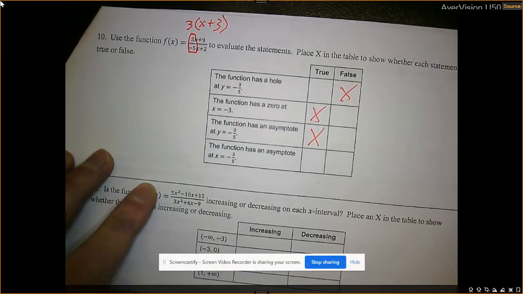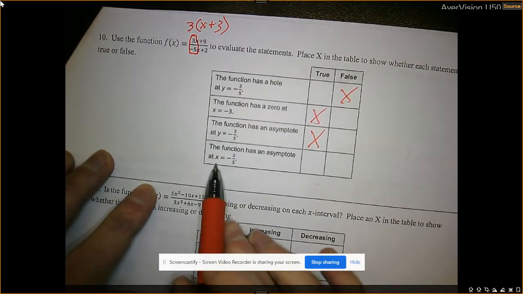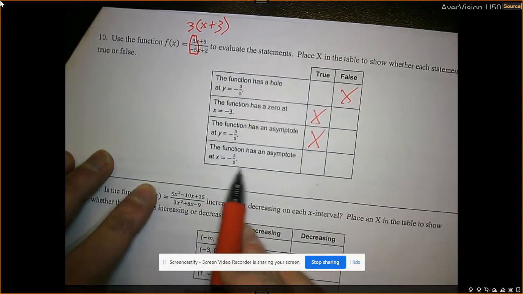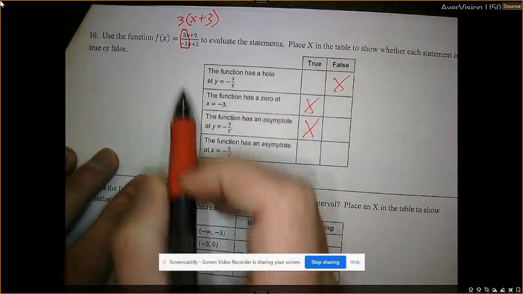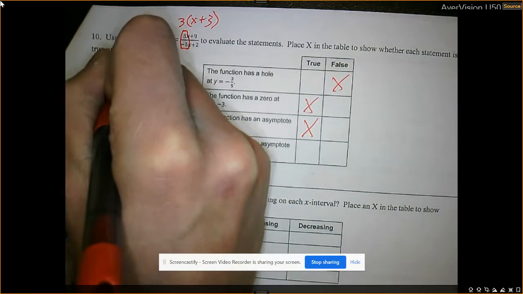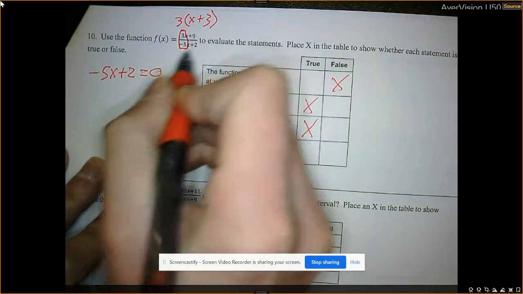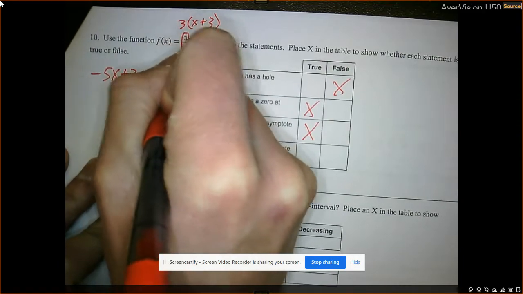So that is true. And then do we have an asymptote at x equals negative 3/5? Well, remember, x equals negative 3/5 is a vertical asymptote. Vertical asymptotes happen when our bottom equals 0. So what makes our bottom equal 0? I set my bottom, negative 5x plus 2, equal to 0. Let's find out. We just solve for x now.